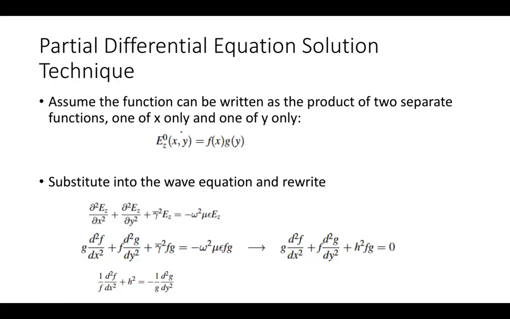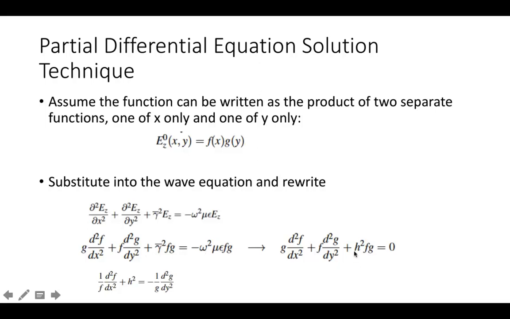So now we take the wave equation, which was an equation in E, and we substitute this f times g into the wave equation. The part of the wave equation that takes the second partial with respect to x is not going to operate on g, so it's treated like a constant. And the same is true for the part of the wave equation that operates on y. F is treated as a constant. So they basically come out of the derivative, and then we have the remainder of the expression.